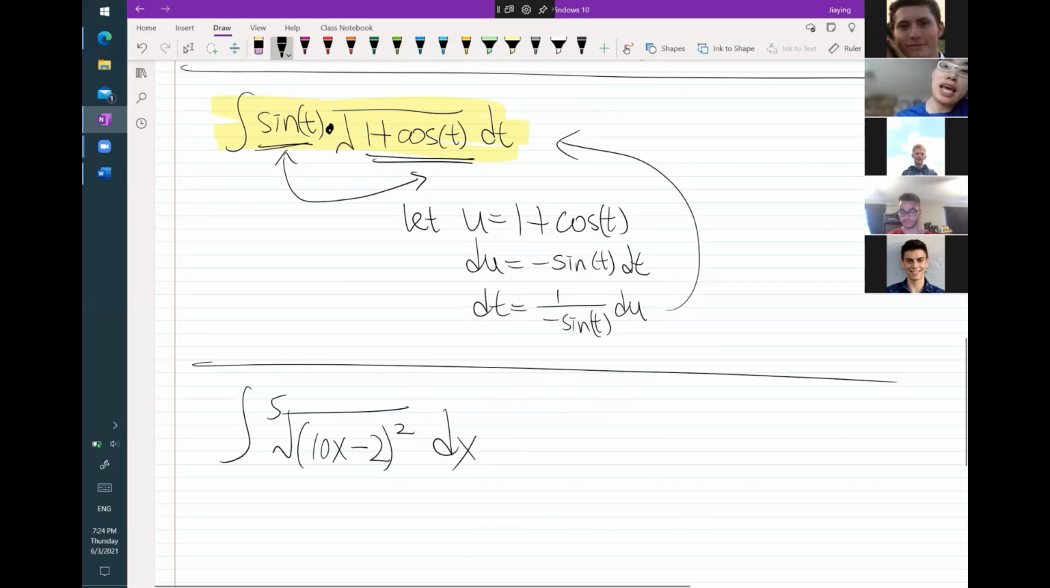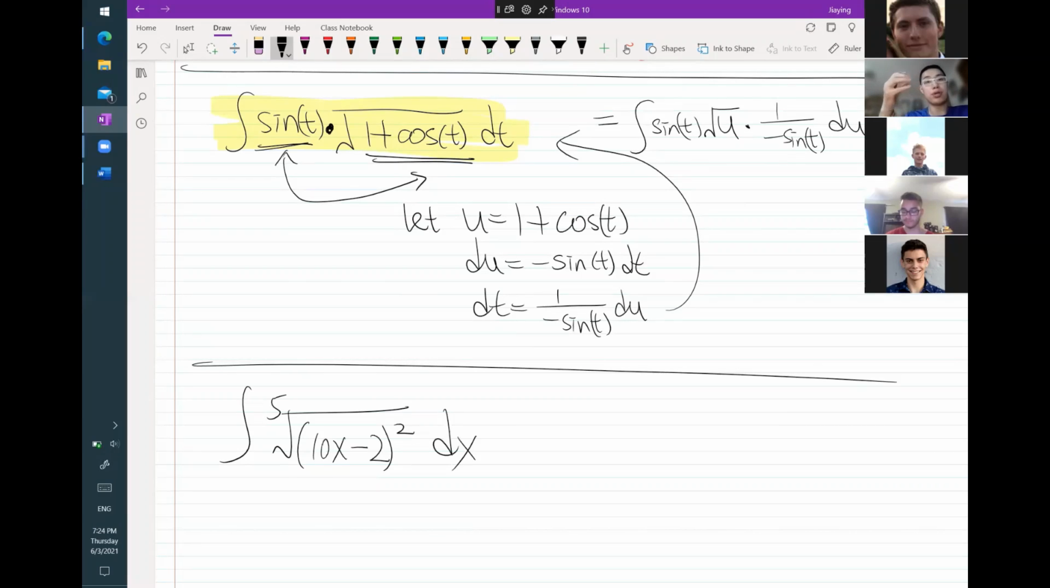So now let's plug in. That's integrating sine of t, just leave it, sine of t, and the square root. Inside the square root we have a u, and the outside dt becomes 1 over negative sine t du. That's just substituting for the 1 plus cosine t and for dt. The good thing here is that those terms cancel out, and they give us a negative 1 in front. So that's a negative integral of square root of u du.